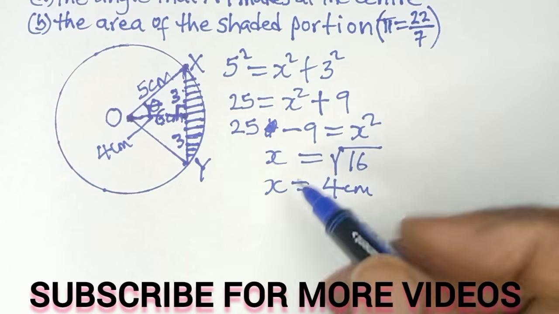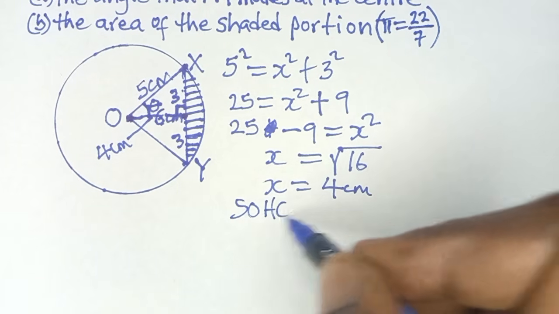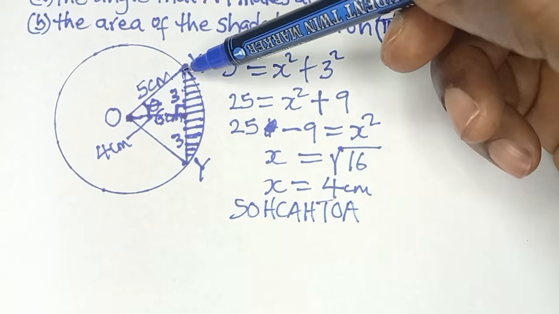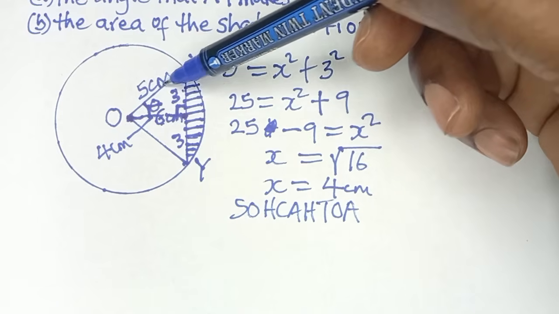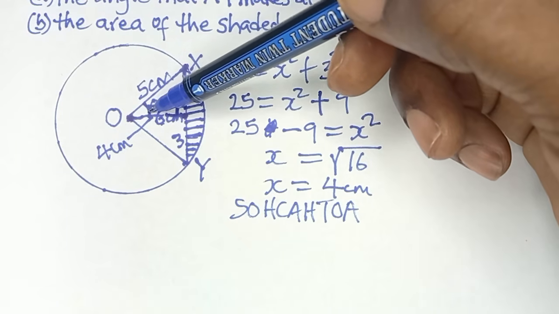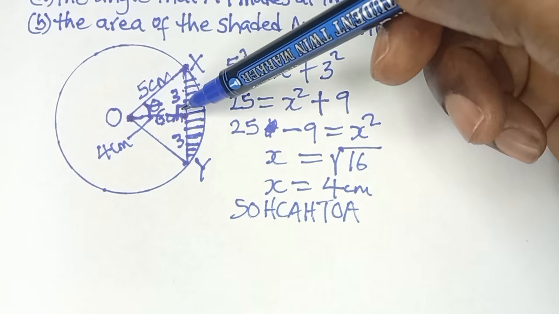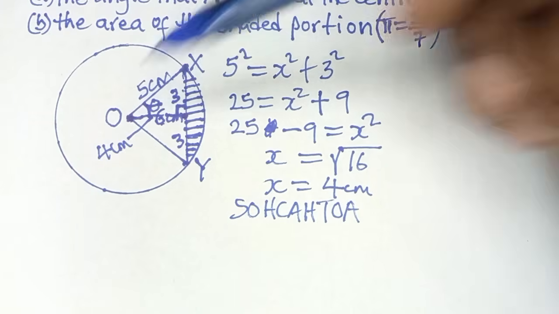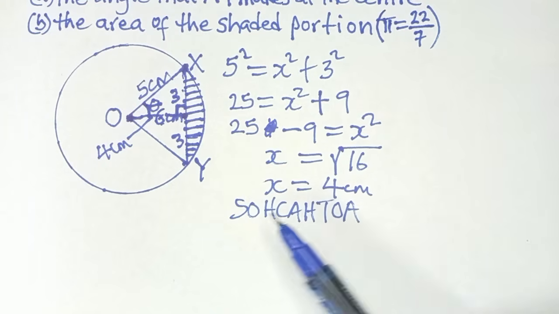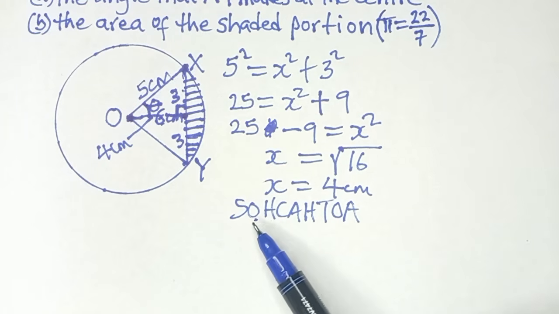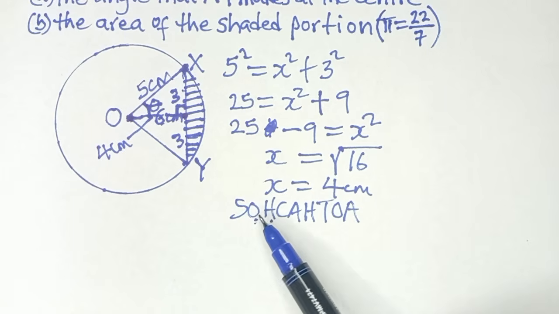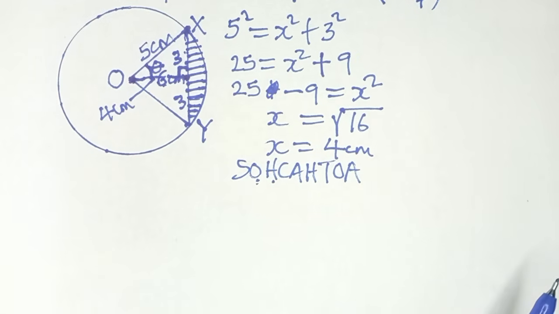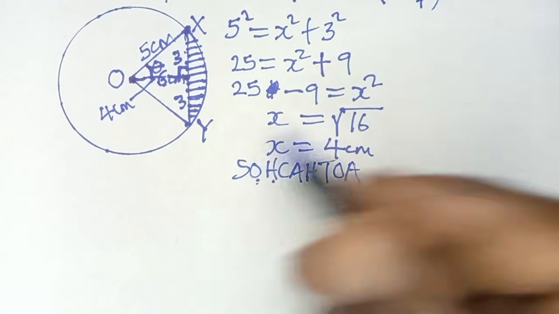If we use SOHCAHTOA, you will agree with me that the right one to use here will be the one that has to do with opposite and hypotenuse, because we are looking for this angle at the center. The side that is opposite the angle is this side, and this longest side is the hypotenuse. If you look at SOHCAHTOA, the part that connects opposite and hypotenuse is sine. So sine is opposite over hypotenuse. So we can now apply that to find that angle.